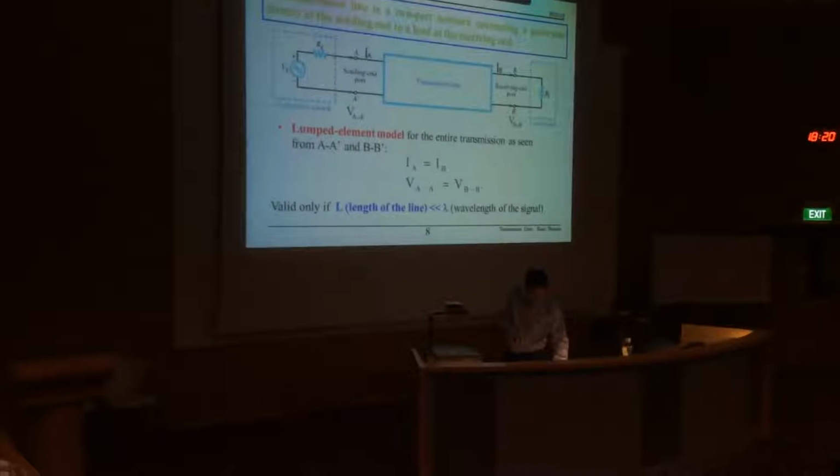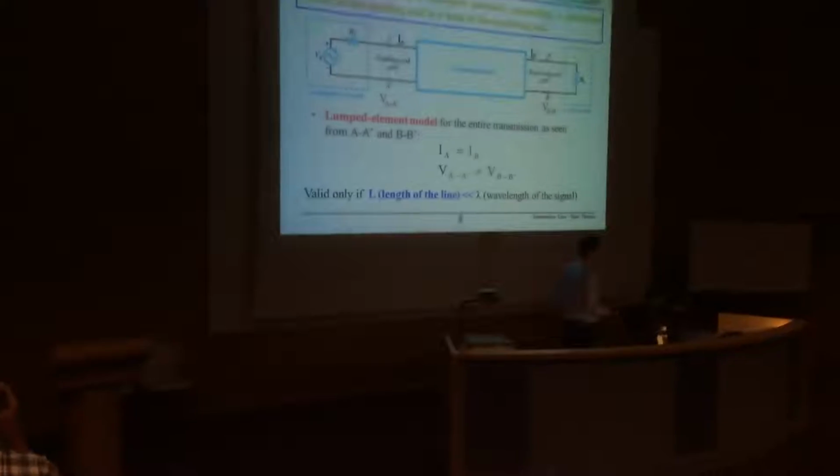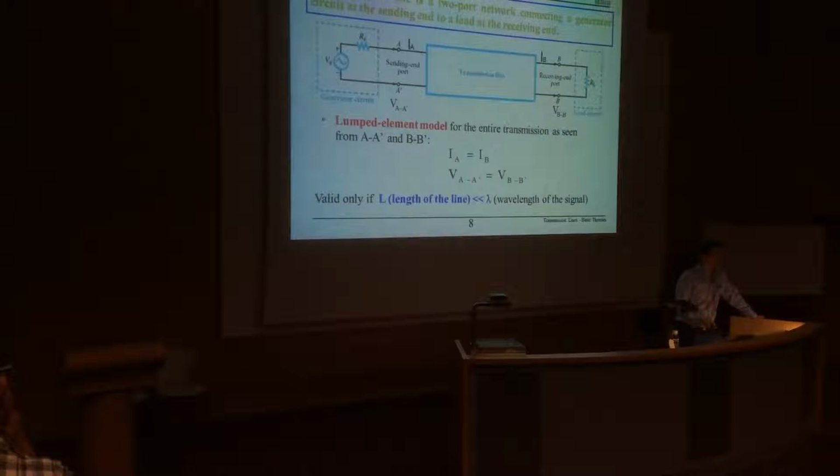We purposely divide the transmission line into very small, very short sections. Okay, very short transmission line, so that the physical length is much smaller than the wavelength. Then KVL and KCL can be applied, right?